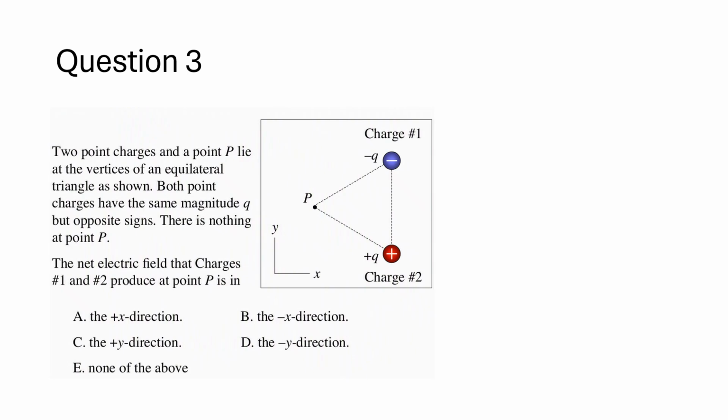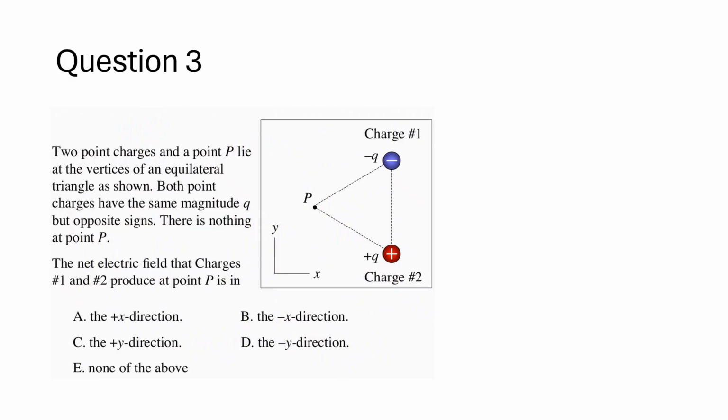Two point charges and a point P lie at the vertices of an equilateral triangle as shown. Both point charges have the same magnitude Q, but opposite signs. There's nothing at point P. Now we are told to find the net electric field that charges 1 and 2 produce at point P, specifically the direction of that net electric field.